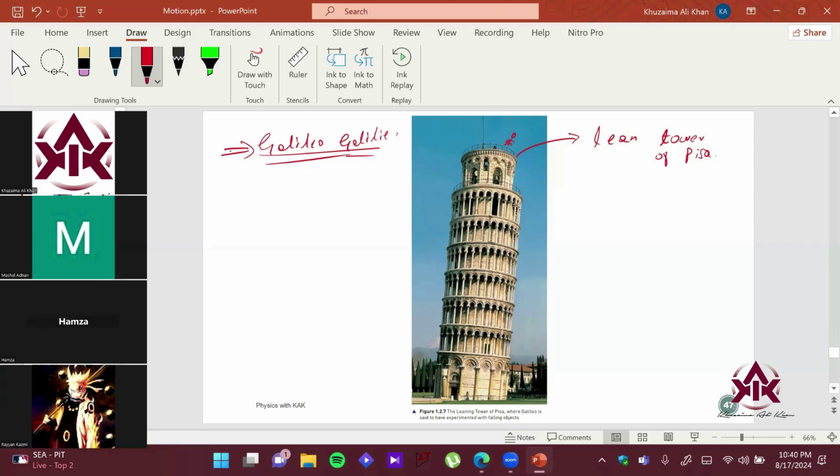So Galileo Galilei went to the top, and at that time it was the 18th century. There was no mobile phone, no camera, so he called all the people and people all stood over here, right? They all stood over here to watch his famous experiment. What was the experiment? He took a small cannonball.